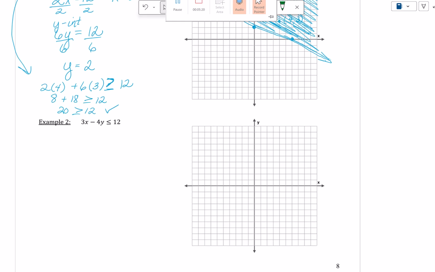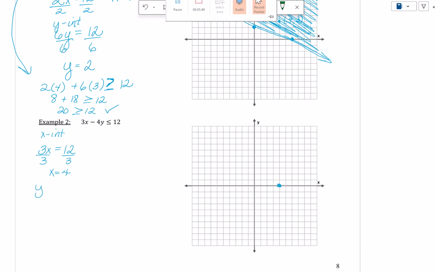All right, so for this one, again, it's in standard form. So I'm going to go ahead and use my x-intercept and y-intercept. So x-intercept is getting rid of the y term and solving for x. So x equals 4. So I would go to 4 on the x-intercept. That's where it intercepts the x-axis. So there's a point there.